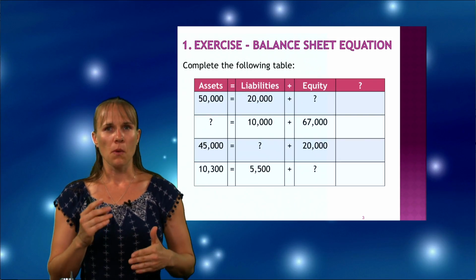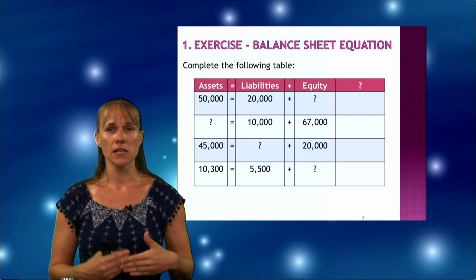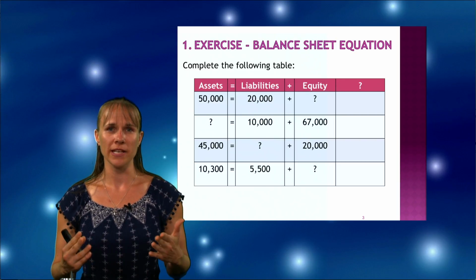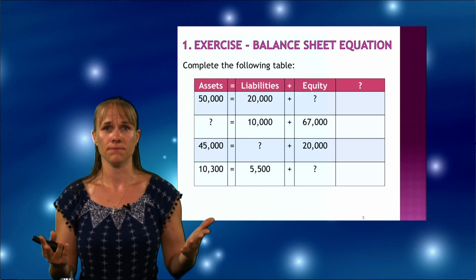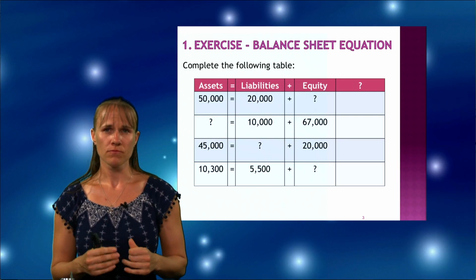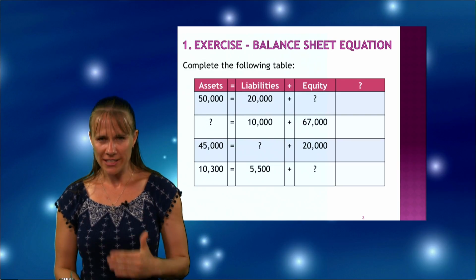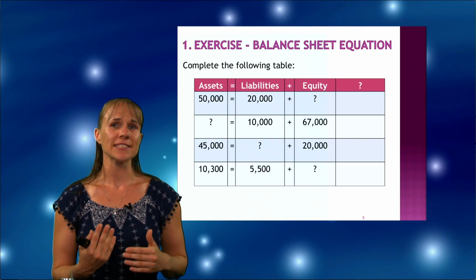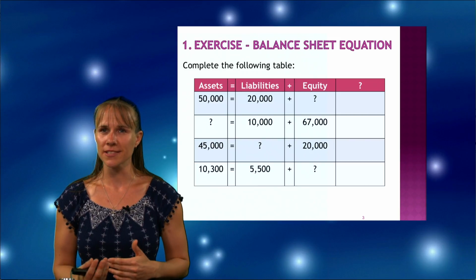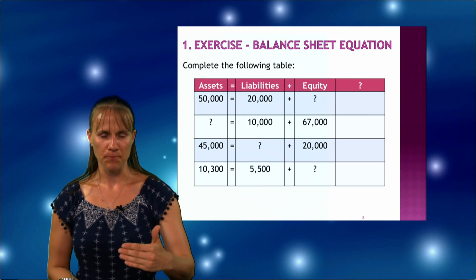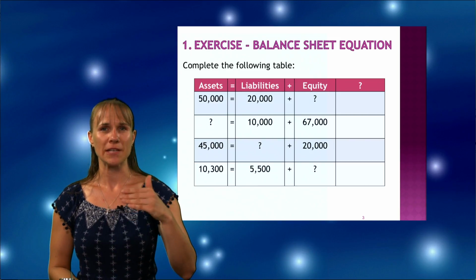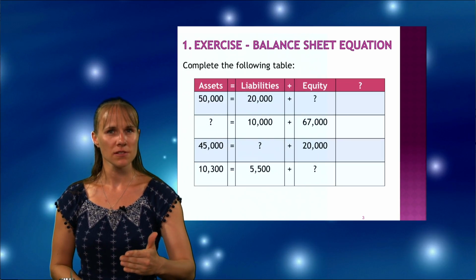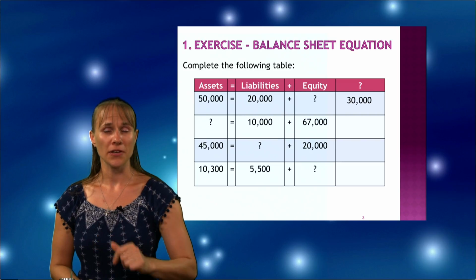First line, we have assets of $50,000 and that equals liabilities of $20,000 plus equity of question mark. Equity is our missing number. So if we rearrange our equation for that missing number, we can say assets minus liabilities equals equity. So therefore, we take $50,000 minus $20,000 gives us $30,000.